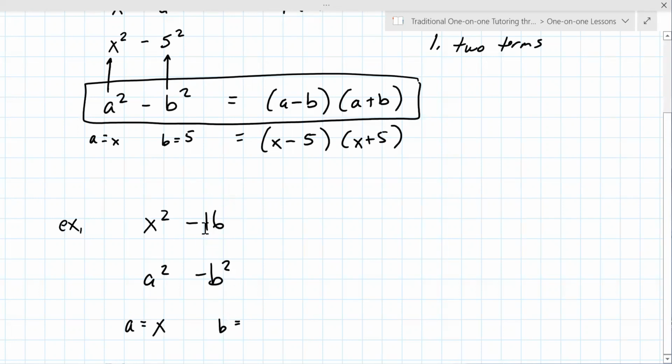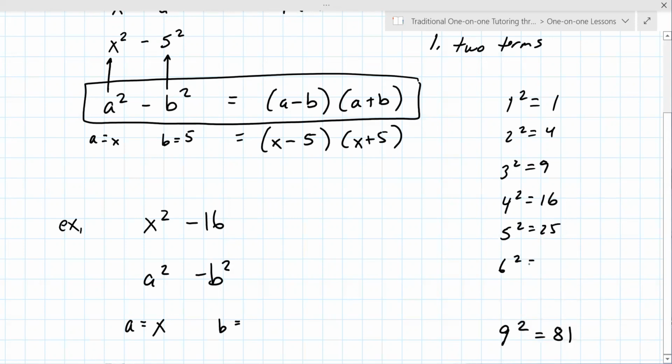B is not 16. B is the thing that when you square, you get to 16. So what number do you square to get back to 16? 9? 9 squared is 81. Okay, so maybe we need to make a list of those squares. Like 1 squared is 1, 2 squared is 4, 3 squared is 9. This one's obviously way down the list here. 4 squared is 16, 5 squared is 25. These are numbers that you've got to know really well.